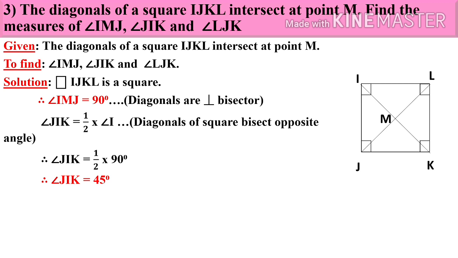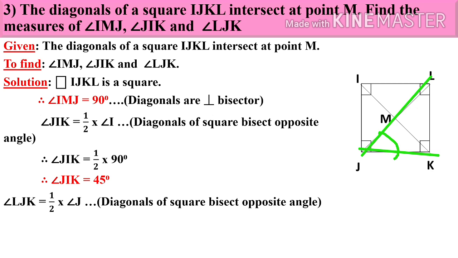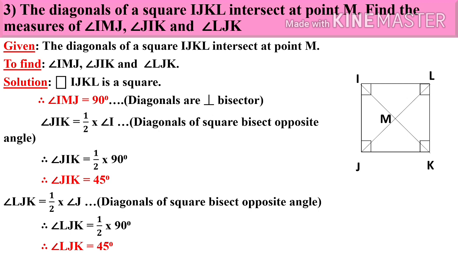Same way we will do for the angle LJK. LJK is the half of angle J. Diagonal of a square bisect opposite angle. So substitute the value of angle J is 90 degree. Therefore angle LJK equal to 45 degree. This way we got the value of IMJ 90 degree, angle JIK 45 degree and angle LJK 45 degree.